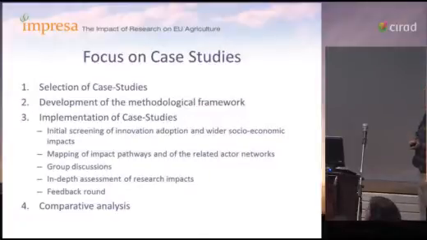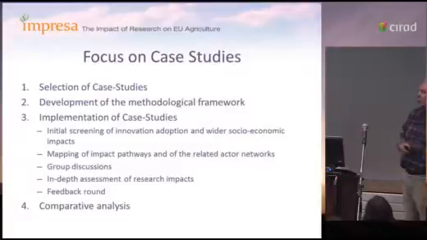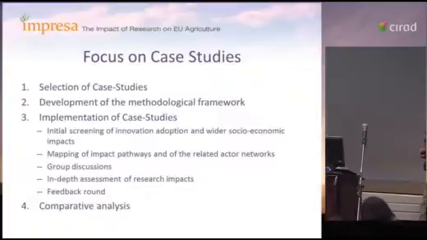So we have 6, and they represent differences in scale. Some are very regionalized, others are very broad scale. There's a mixture of animal agriculture, of arable and permanent crops, and different technologies. So breeding and performance recording is the one in my case, but there's also remote sensing and robotics and so on involved as well.